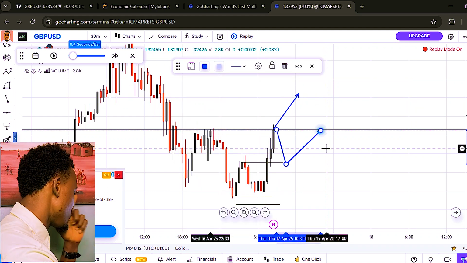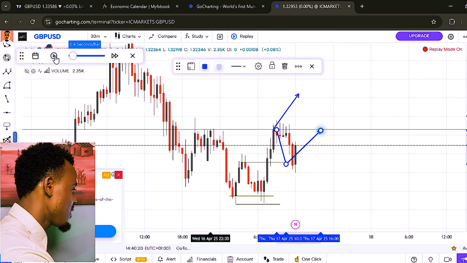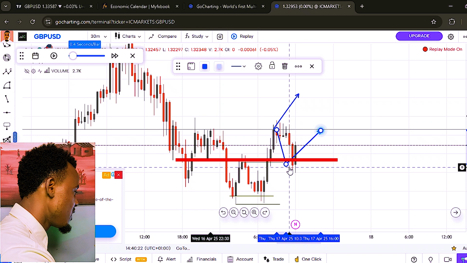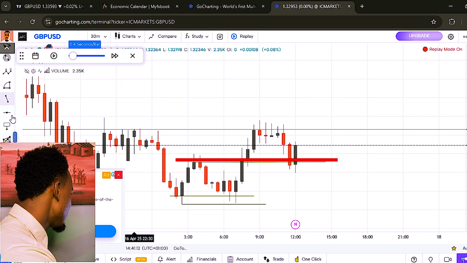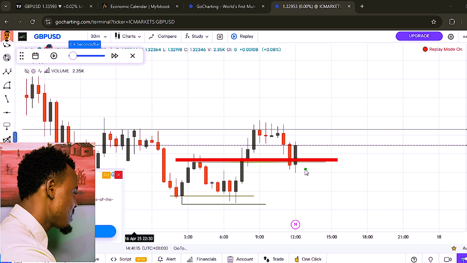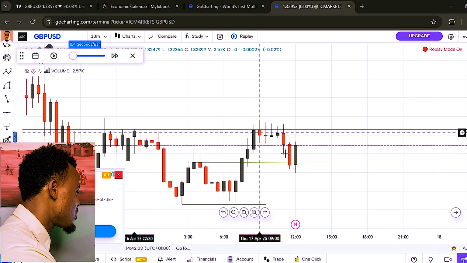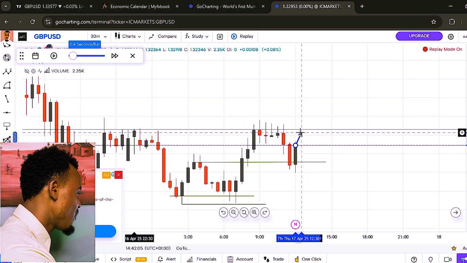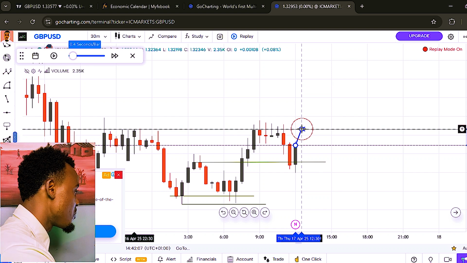I understand. Let's replay. As you can see over there, this zone is being respected. It seems the price has gotten to this particular area right here. This might be another support. Price might get to this zone right here. If it breaks it, then it will keep going up.